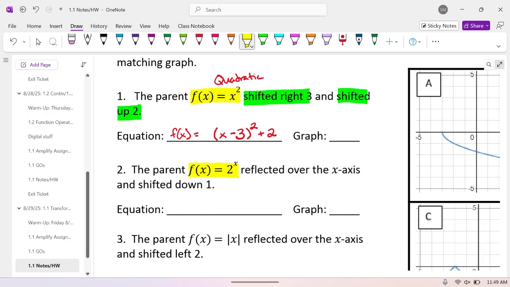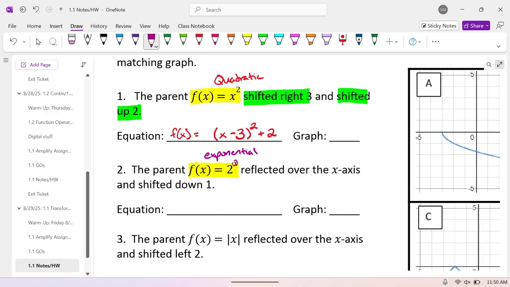So here's our parent function. It's 2 raised to the x power. So what type of function is this? What's a key point? What's its tell? It's exponential. Remember, its tell means that there's an x in the exponent. That's its tell. So it's exponential. Remember, and I showed you guys this on the parent functions, all of these functions have a tell that will tell you what type of function it is. So if you can recognize what the tell is, you know what type of function it is.